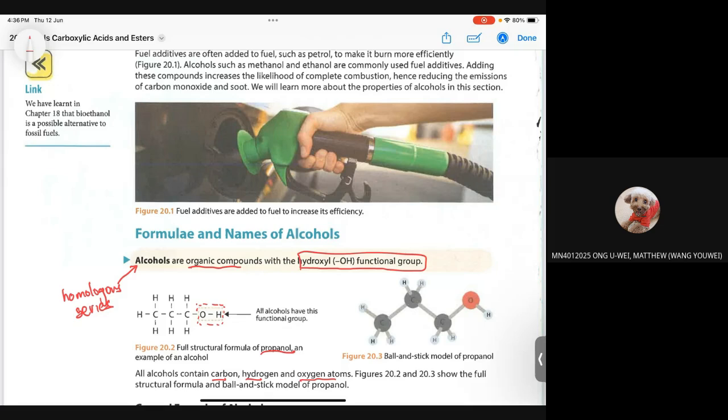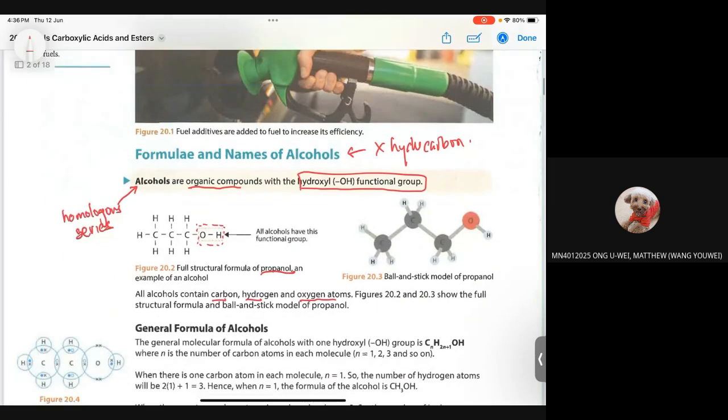Because of the oxygen. Hydrocarbons are organic compounds that contain carbon and hydrogen only. In this case, it contains oxygen as well, so I cannot call this a hydrocarbon. This guy here is not a hydrocarbon. Okay, now let's carry on.